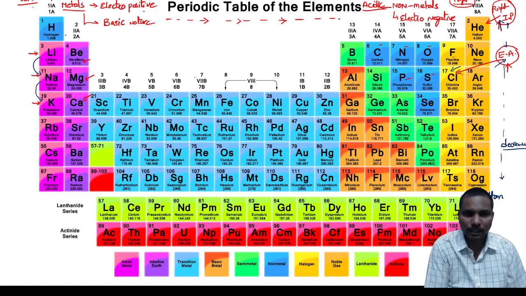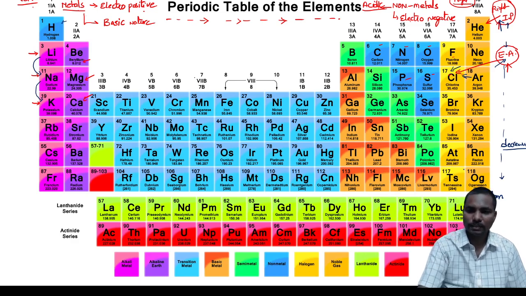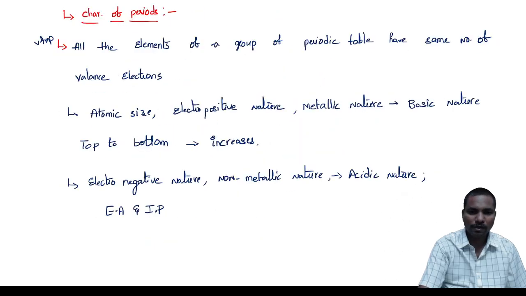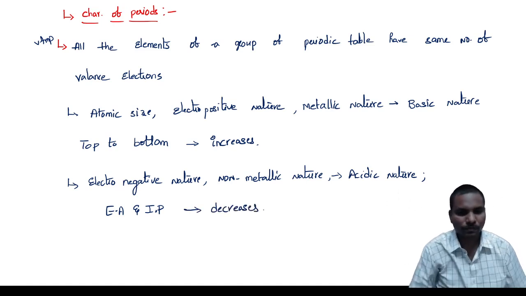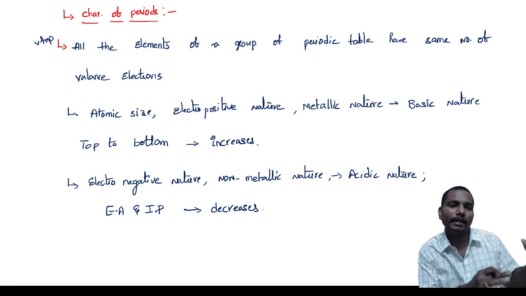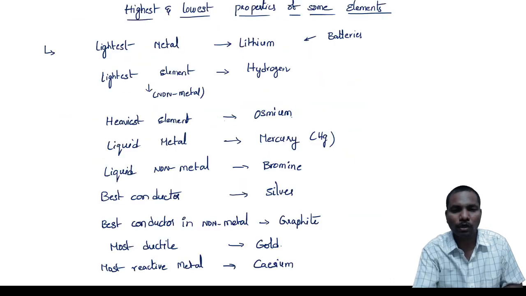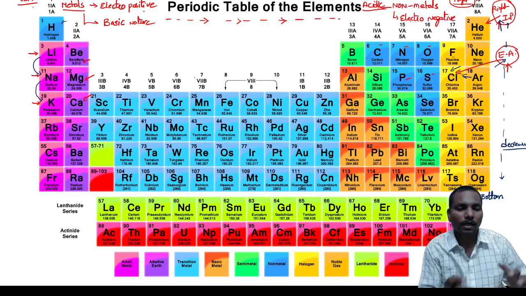Top to bottom decreases. And acidic nature: hydrogen is at the top, and chlorine is also acidic at the top. So from top to bottom acidic nature also decreases. So all will decrease. So from the periodic table only we can get the answer to all this. You have to keep this in mind.